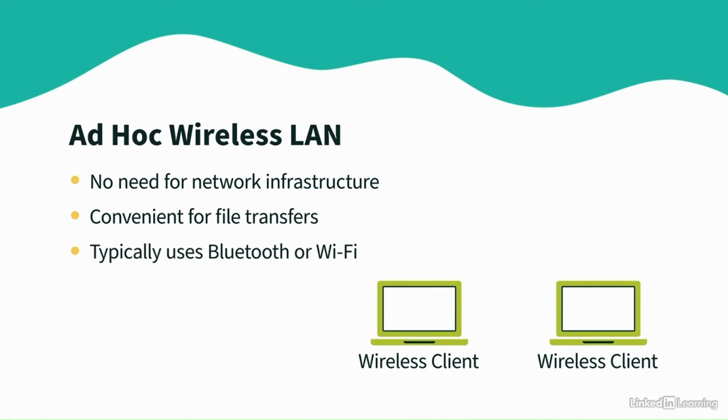A common example of an ad hoc wireless LAN is using the AirDrop feature between a couple of Apple iPhones to transfer something like a photo or a video. This transfer is made without the need for any sort of an infrastructure. Instead, Bluetooth or Wi-Fi wireless communication can be used directly between those two devices.